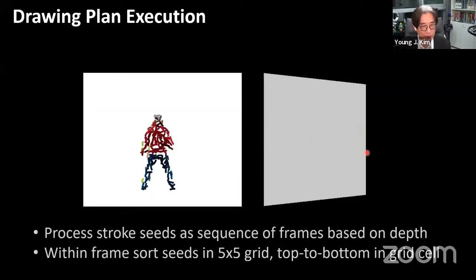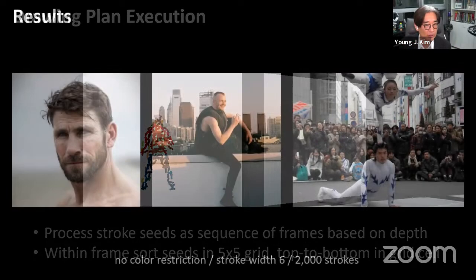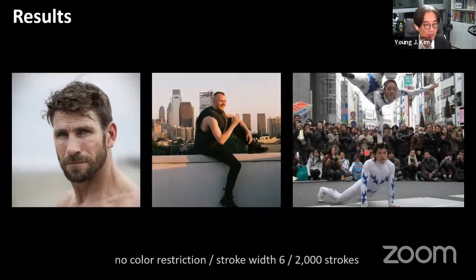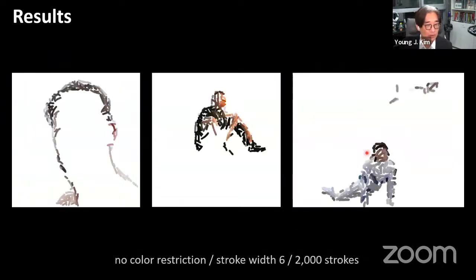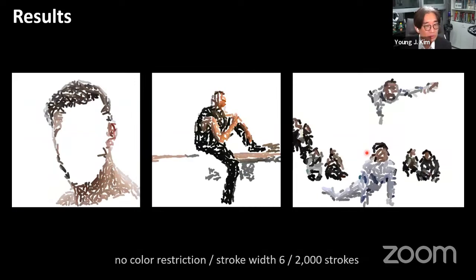If you see this, the final result is that the silhouette will be drawn first, and then more detail will be filled in. So here are some results. This is the given input image, and then this is the stroke ordering.